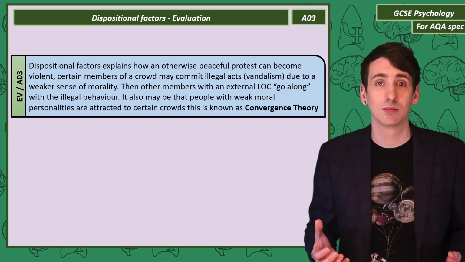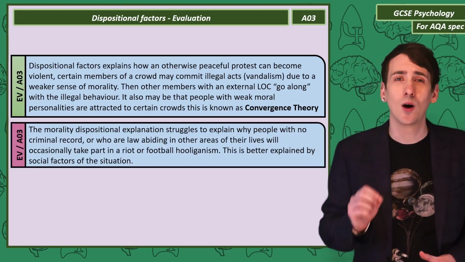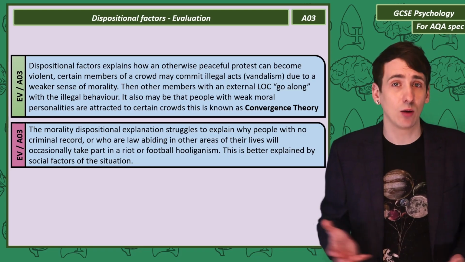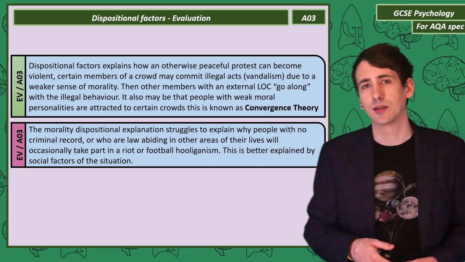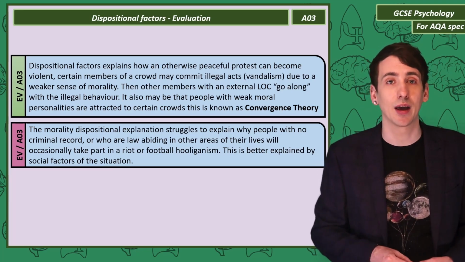However, the morality disposition explanation struggles to explain why so often people without any previous criminal record and who hold down law-abiding lives will take part in a riot or football hooliganism. These people are better explained by social explanations of crowd behaviour.